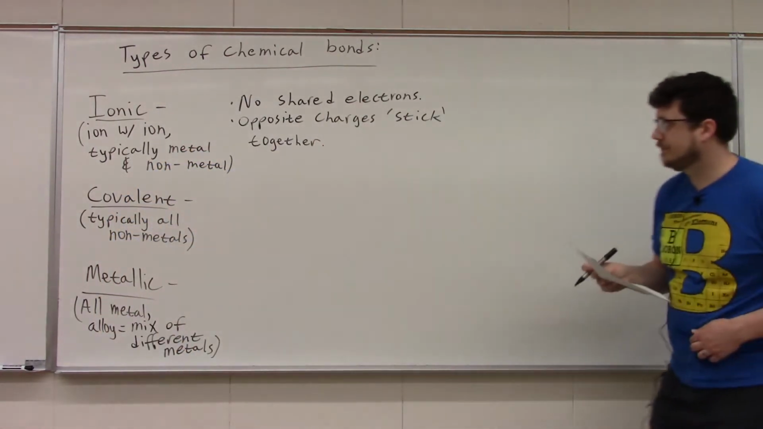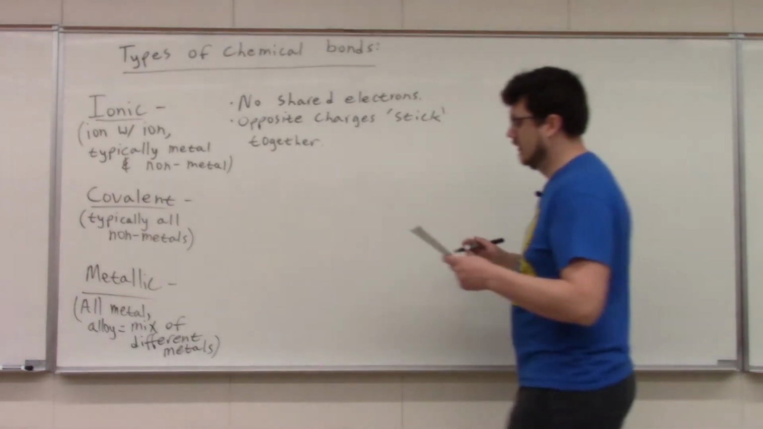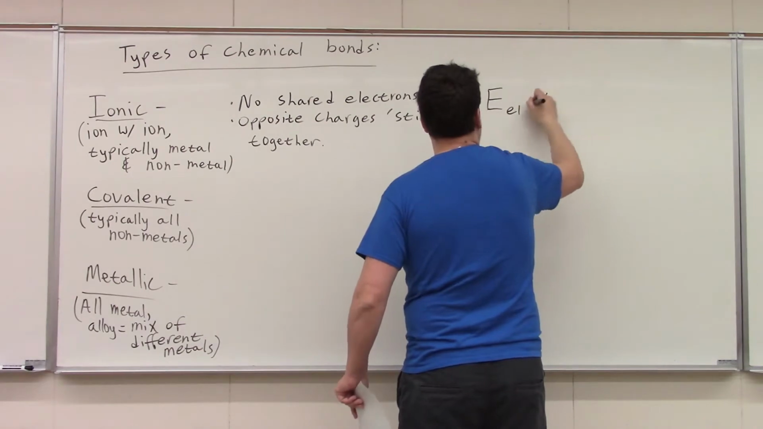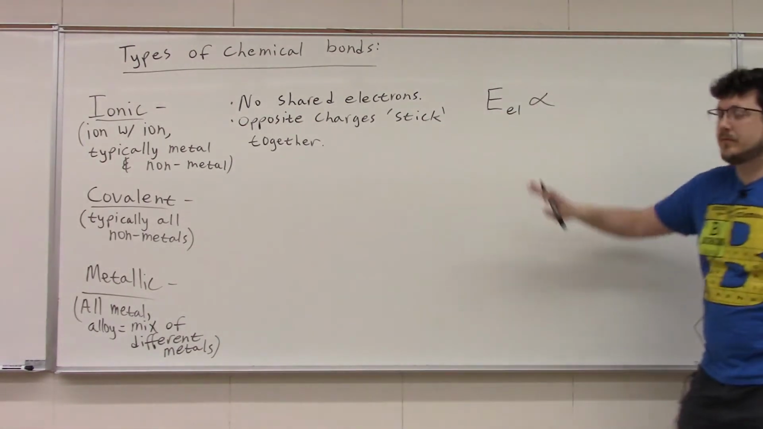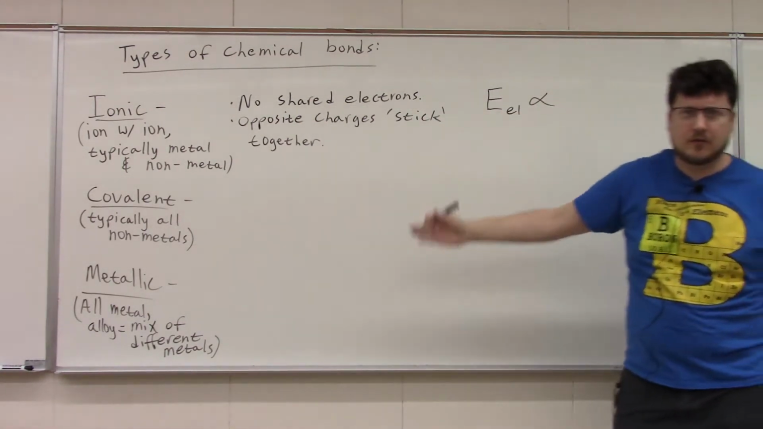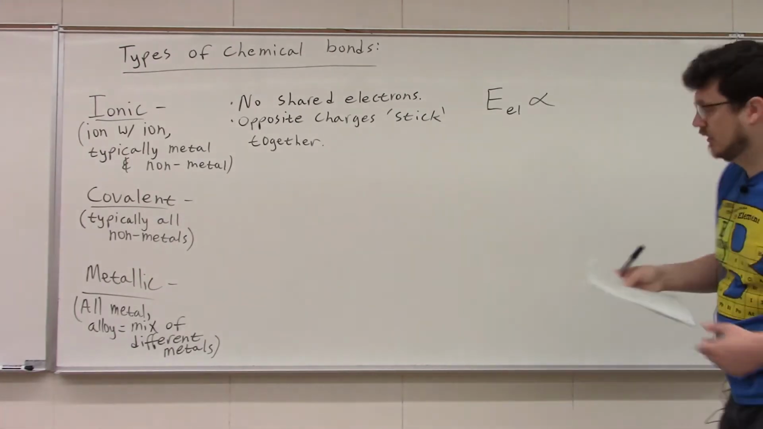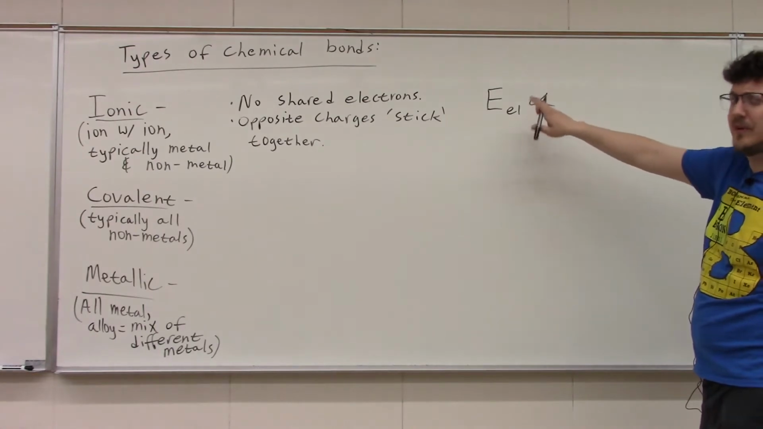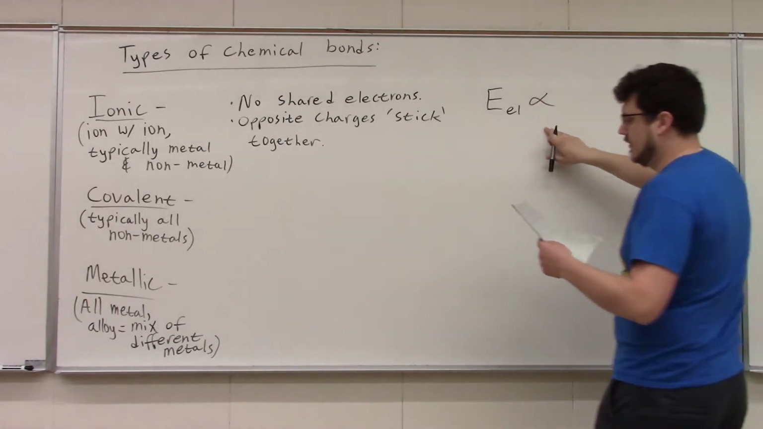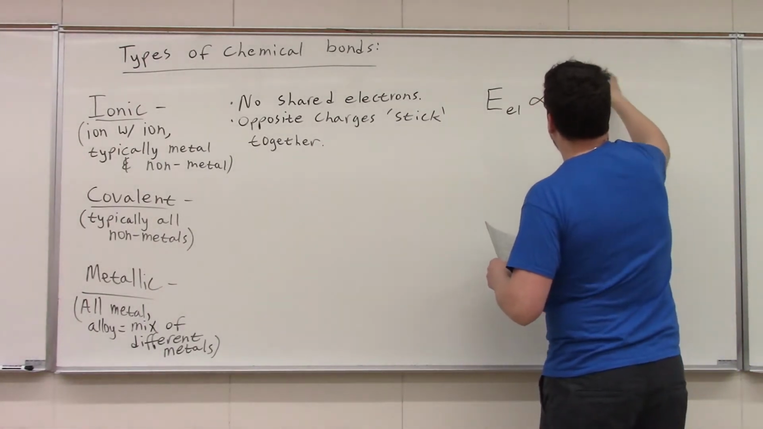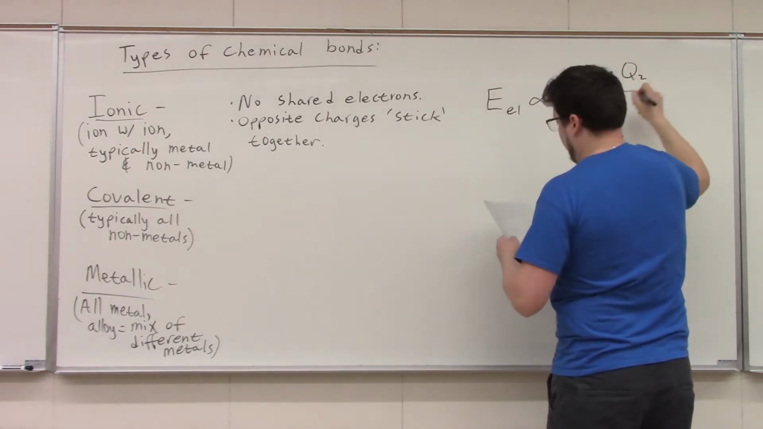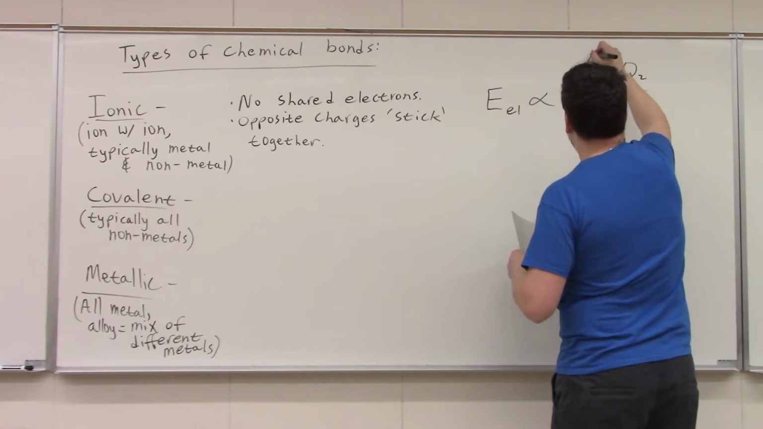All right. And then, there's an equation for this. So the potential of the attraction, so the force that holds these together, is proportional. That's what the alpha means here, proportional. Not totally equal, there's some variables we're leaving out. But it's proportional to the charges divided by the distance between them.